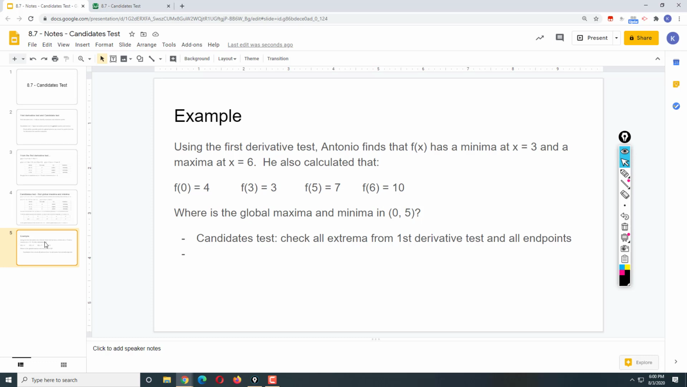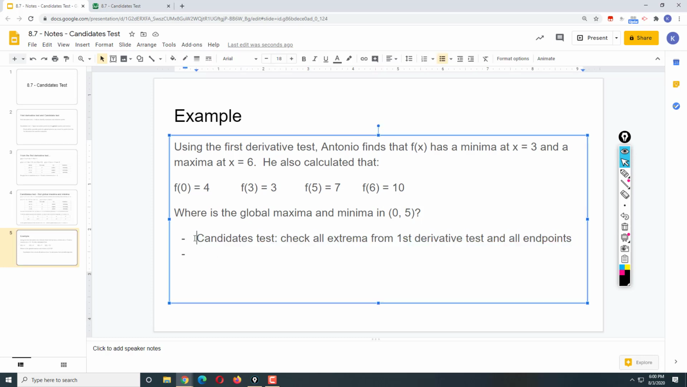The candidates test tells us to check all the extrema from the first derivative test and the endpoints. Our endpoints, so which ones do we have to check? Well, we have to check 0 and 5. Those are the endpoints. We also have to check our extrema from the first derivative test. Here's the tricky part. x equals 3 is in our interval, so we have to check it. But when we're checking all extrema from the first derivative test, it's just the ones in our interval. We don't care if it's outside the interval. And x equals 6 is not in 0, 5, so that means we don't check that.